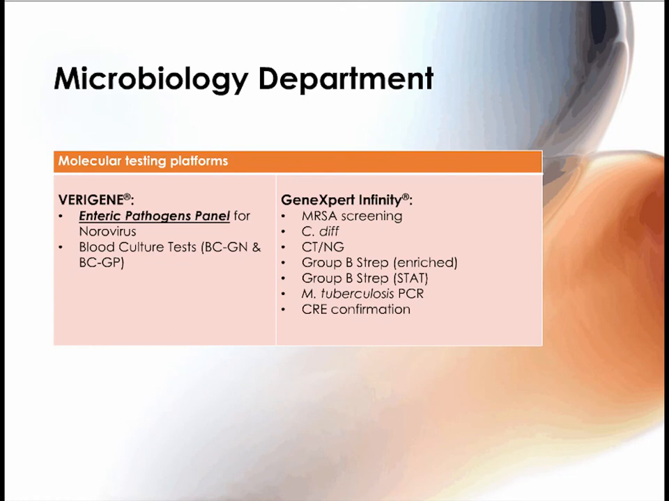We can see that we have multiple molecular platforms. The basic platform in our facility for multiplex was the Verigene. We use it for the gram-positive panel, and we are in the process of finally offering the gram-negative panel on our hospital menu. At the same time, for the enteric pathogen panel, we are just finishing the validation process. We also have the GeneXpert Infinity with multiple assays that we perform 24/7.